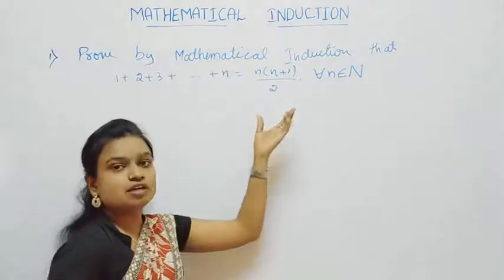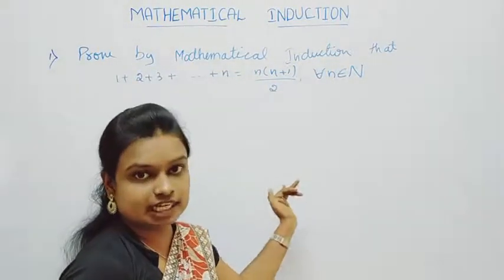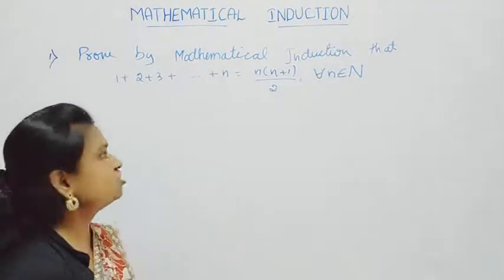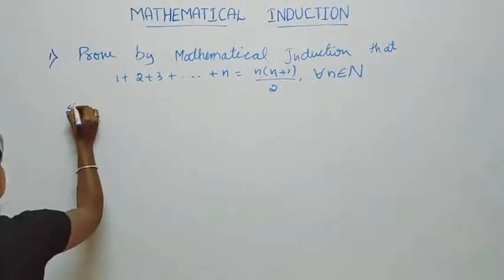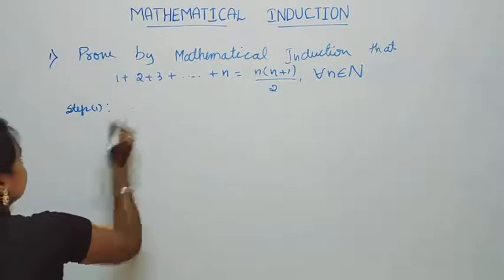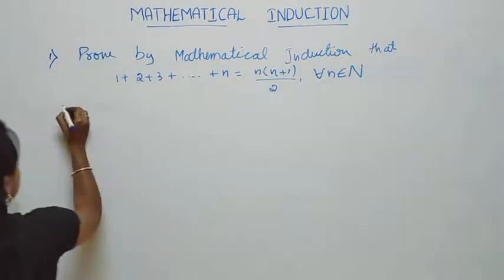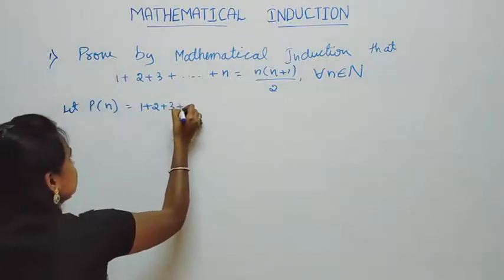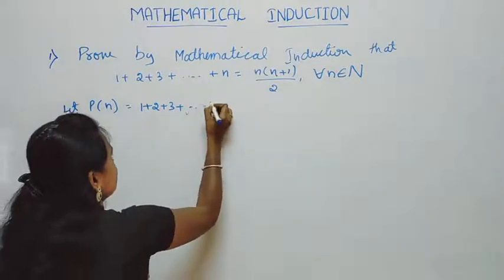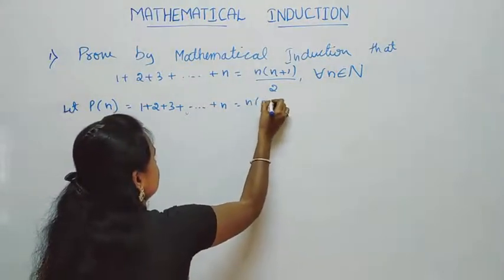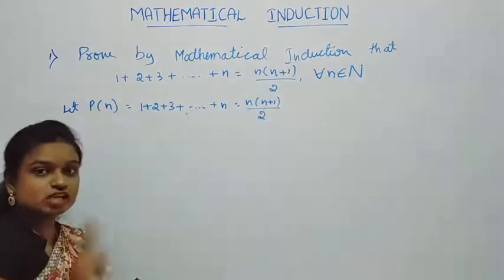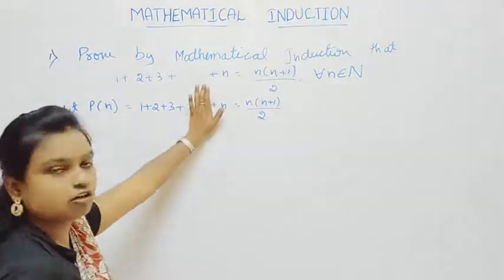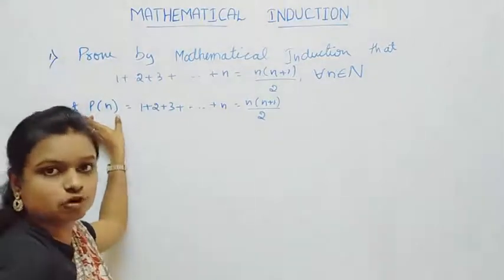In this chapter we prove the given statements using this principle only. Understand? So how to prove using mathematical induction? First step. What is step 1? Let P of n be 1 plus 2 plus 3 plus and so on plus n equal to n into n plus 1 divided by 2. So the first step is to take the given statement as P of n. The real statement is given, and we have to name it P of n. This is the first step.